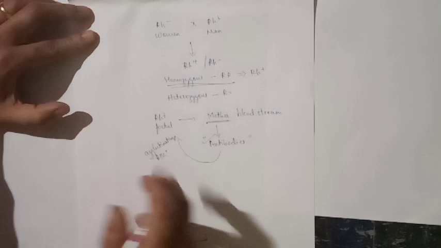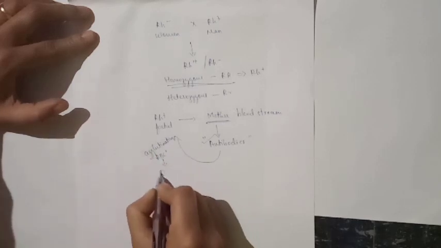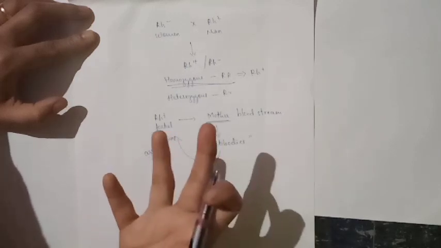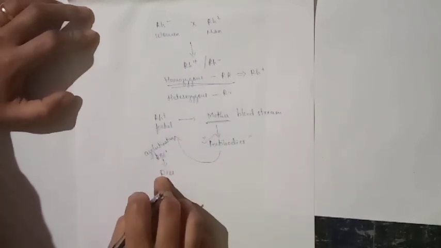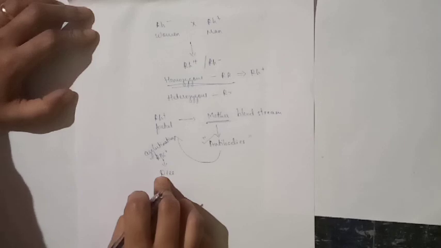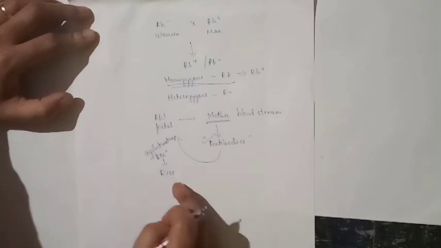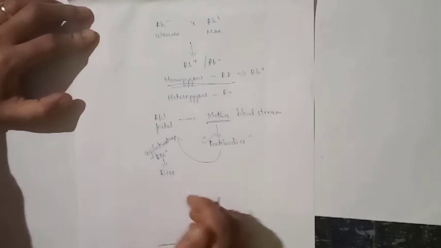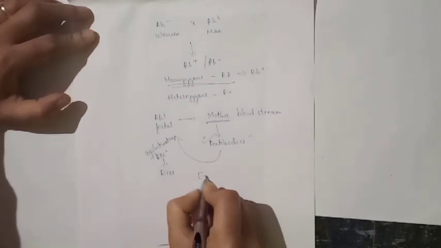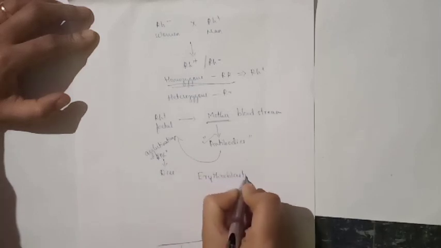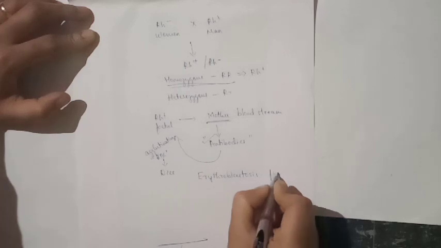As a result, this fetus dies in the womb of the mother and the dead baby is delivered out. This is called stillbirth, and this disease is called erythroblastosis fetalis.